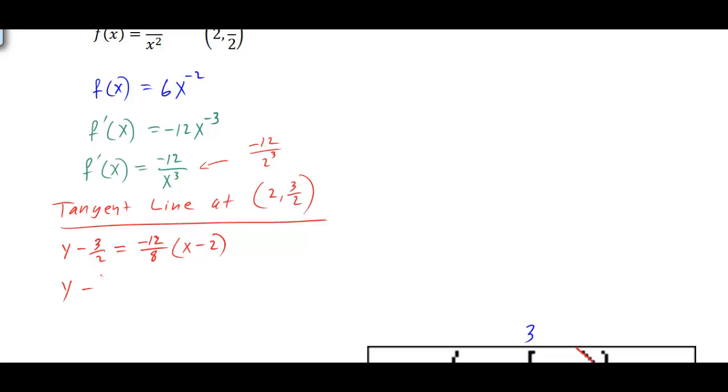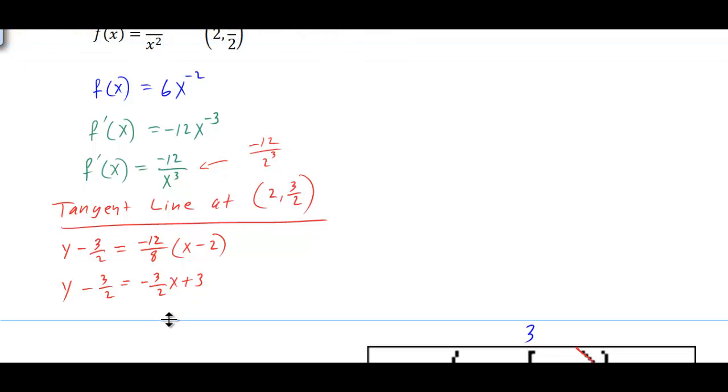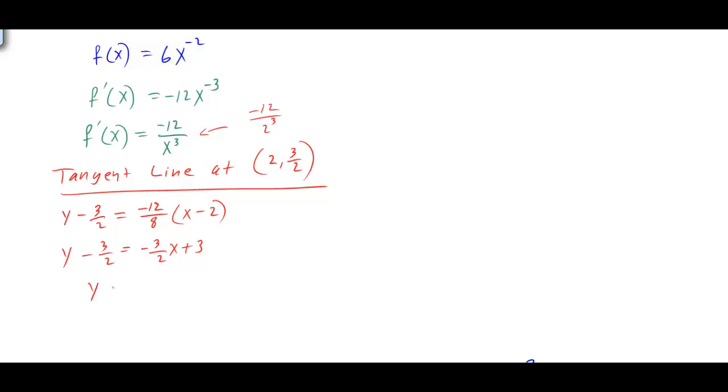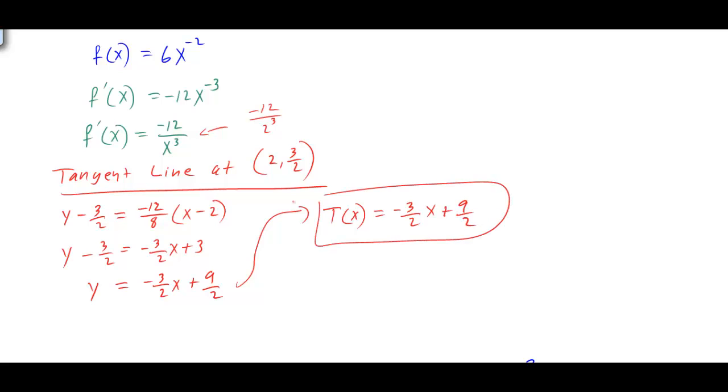And if we simplify this, negative 12 over 8 reduces to negative 3/2. If we distribute that, we get negative 3/2 x. Negative and negative makes it a positive, the 2's would cancel, so that would just be plus 3. So we would then have y equals negative 3/2 x, and if we add the 3/2 over, 3 plus 3/2 would be 9/2. So this here is our equation for the tangent line. We could think of this as our T of x, which just stands for the tangent line at the point. So it would simply be negative 3/2 x plus 9/2. There's the equation.